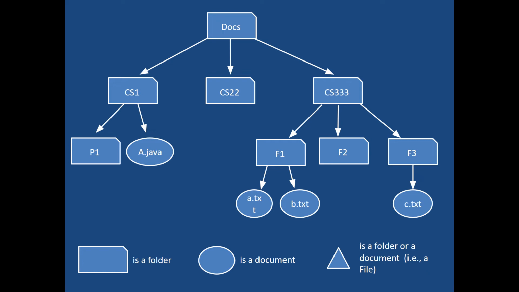This is going to be a bit confusing because Java doesn't use terminology like folder and document. It talks about files and directories. Anyway, file, and furthermore, a file can be either one. So anyway, I'll explain about the triangle later. So this shows you've got a docs folder. And the docs folder contains a CS1, a CS22, and a CS33 folder. The CS22 folder is empty. The CS1 folder contains another empty folder and a file, a.java, and so on. So that's a piece of a file system.